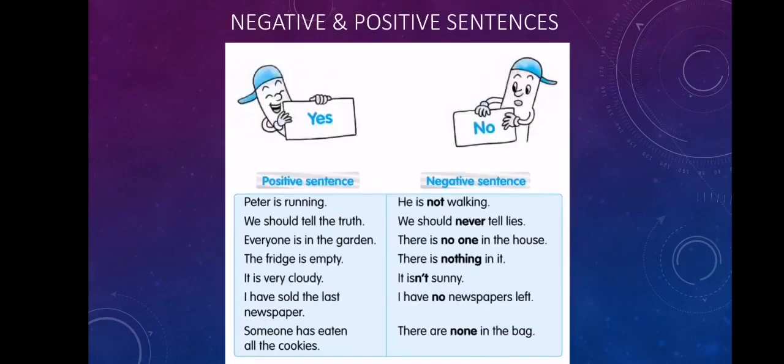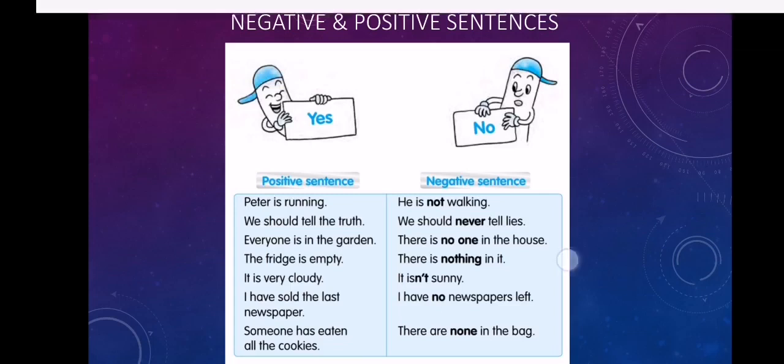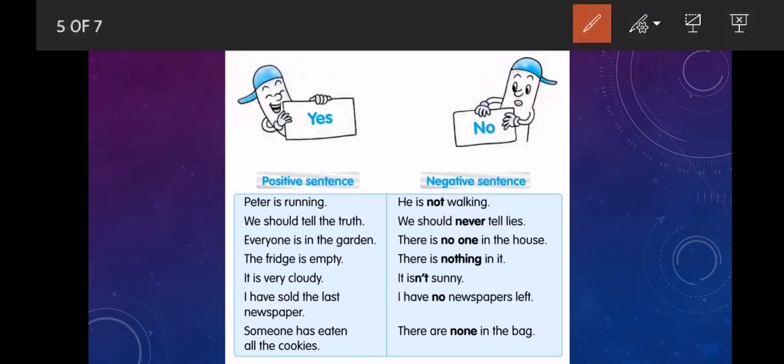Okay, next we have negative and positive sentences. Kalau untuk positive sentences, okay, this one kita guna untuk benda ataupun something yang exist, yang wujud, yang ada. Okay. Kalau untuk negative sentences, dia something yang tidak ada lah. Okay. Untuk menyatakan sesuatu yang tidak ada, tidak wujud. Okay. Kalau yes is the positive sentence lah.